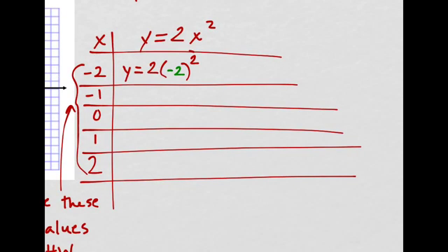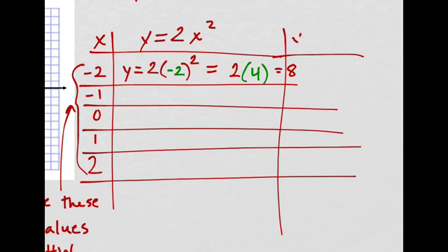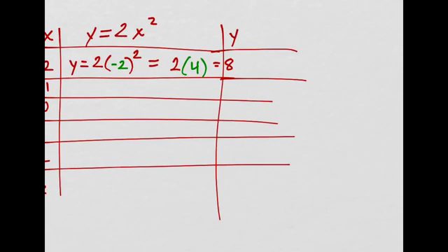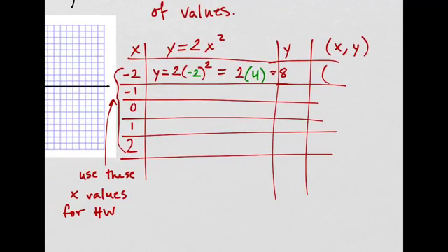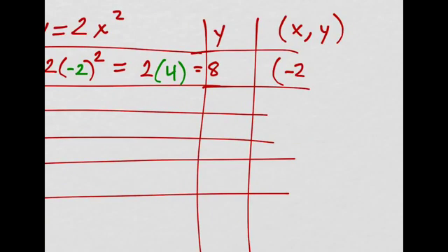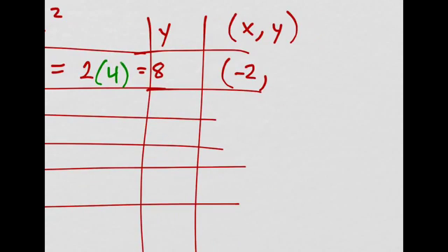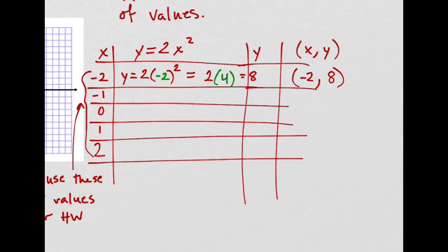We did this already. You do -2 times itself. Well, that's just the 2 out front, 2 times -2 times -2. Negative times a negative is a positive. So I have +4, and that means this is 8. So my y value is 8, and that means my ordered pair x comma y, well, x is -2, y is 8. So that's what I have. Easy. That's all we're doing, and we're doing it for this many times.